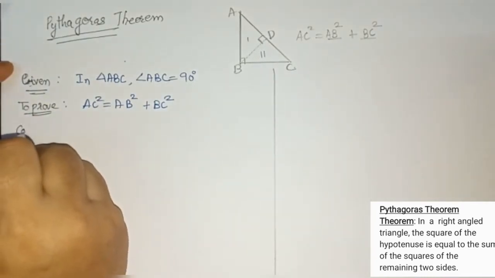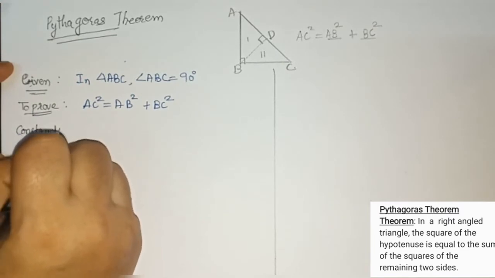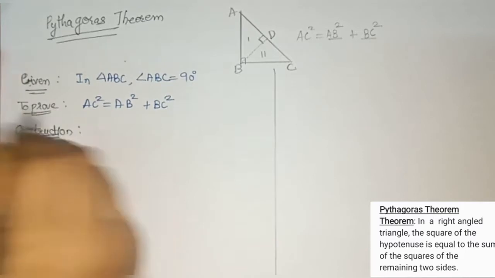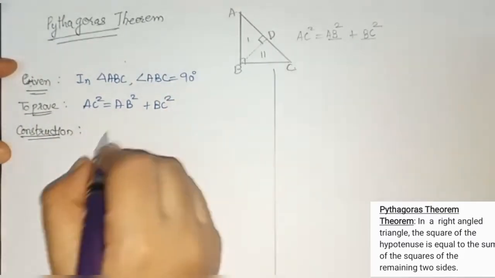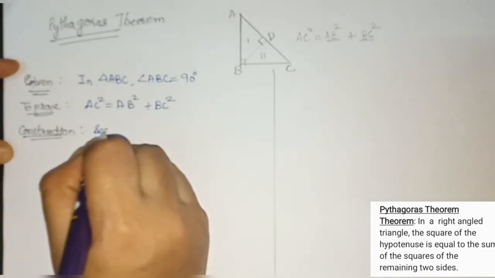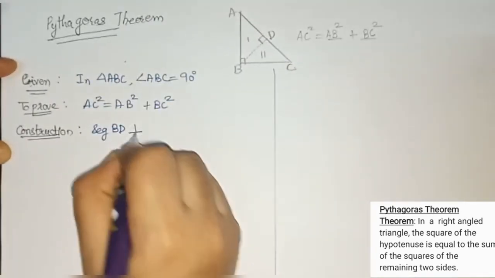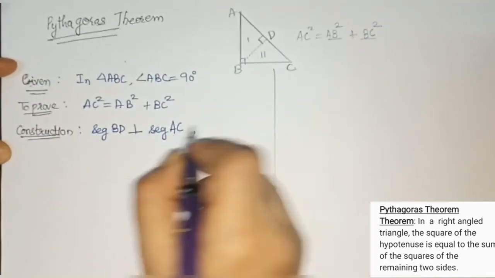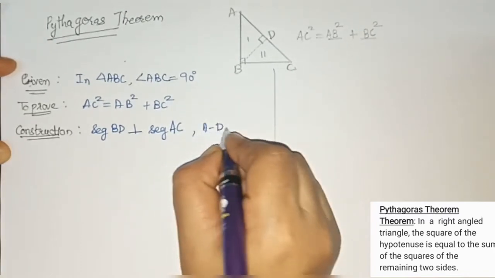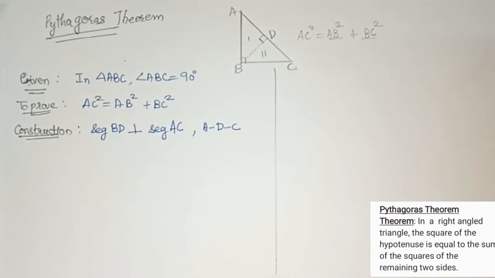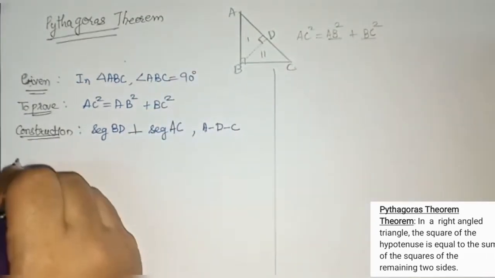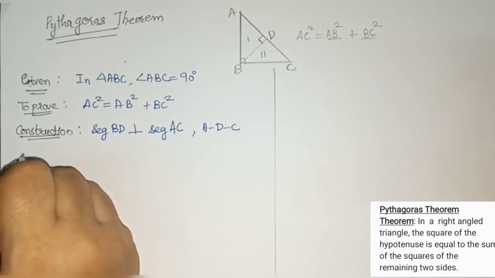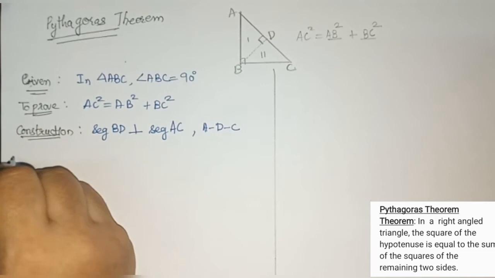What construction have we done? Construction: we have drawn segment BD perpendicular to segment AC, that is the hypotenuse, and because of this construction we have got the betweenness as A-D-C. This is the betweenness. Now as we know that here, because of this altitude, two triangles are formed, okay, and each of the triangles is similar to the original triangle. So let us start the proof.